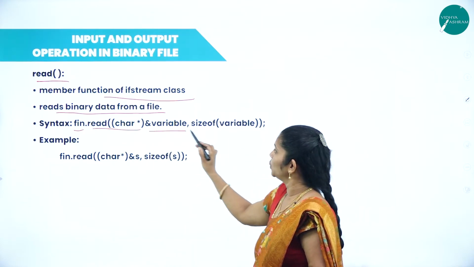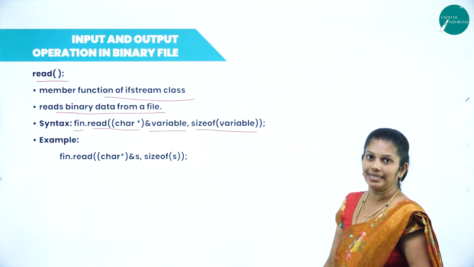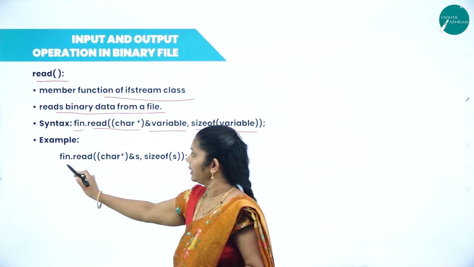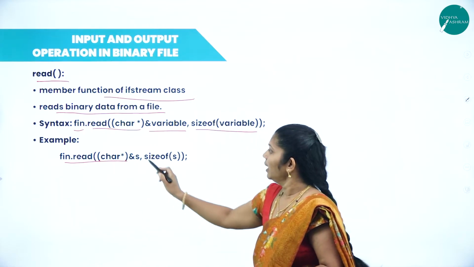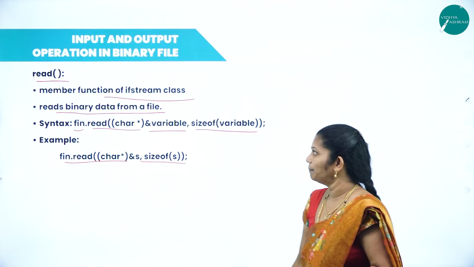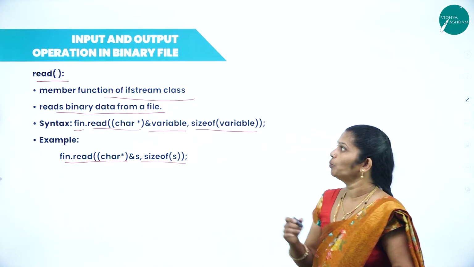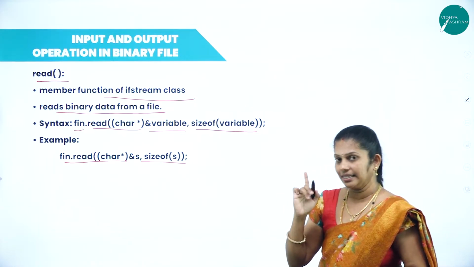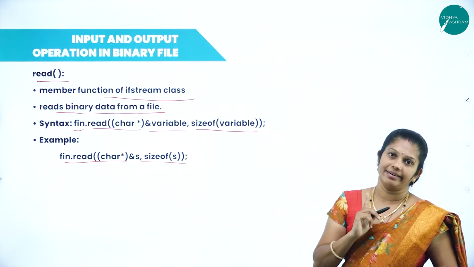Here, &variable, sizeof(variable). This is the syntax to read the data, especially in binary format. If you observe the example, fin.read((char*)&s, sizeof(s)), where s represents the variable. These are a few input-output operations. If it is ASCII format, then getline and put. If it is binary format, read and write.